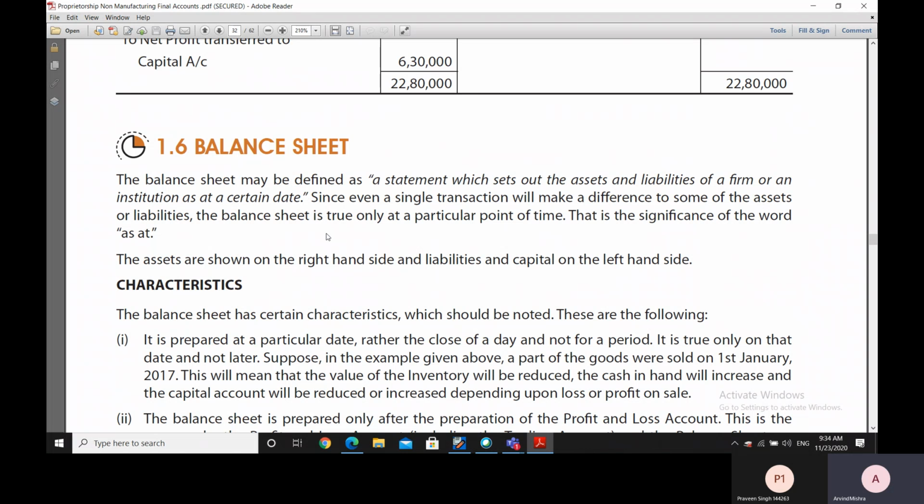So this balance sheet would be considered to be true for only a particular point of time, not even a date. The balance sheet is for a particular point of time, because as soon as we make some transaction, the balance sheet will change. So when we say balance sheet as on, we are talking about a day. But when we say balance sheet as at, we are talking about a point of time. And therefore the words as at are important and more appropriate rather than as on.